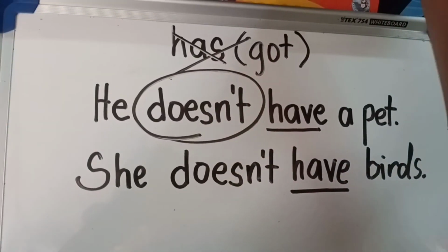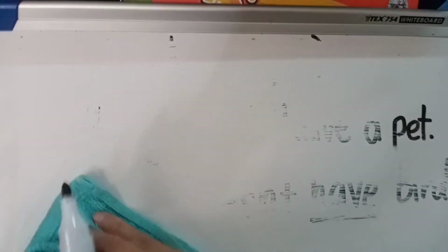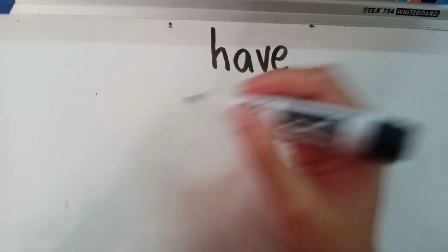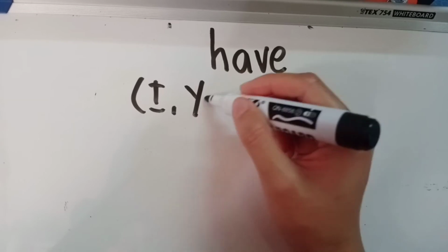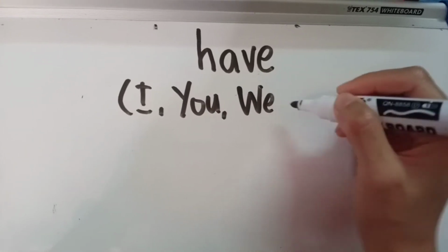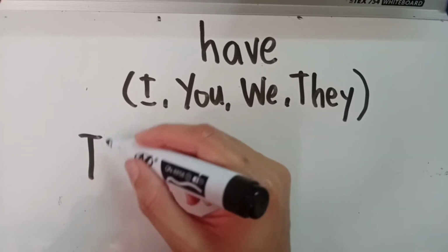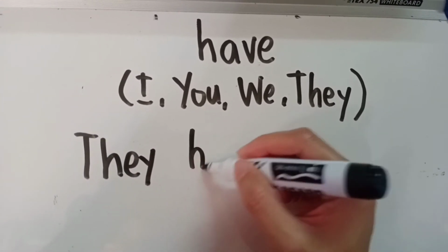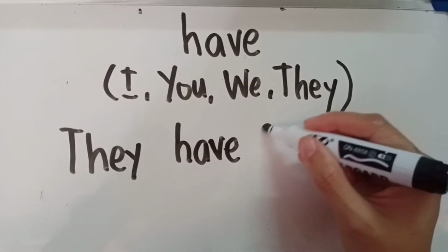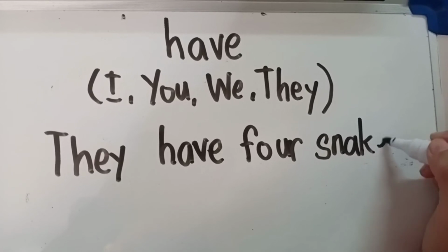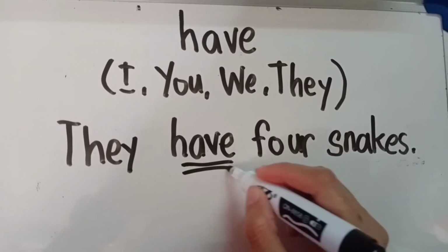So now let's go to how to use this helping verb have. Okay, so I'm going to give you another example. For the have, you have it for I, you, we, they. They have four snakes. Okay, so we use the word have because of that.